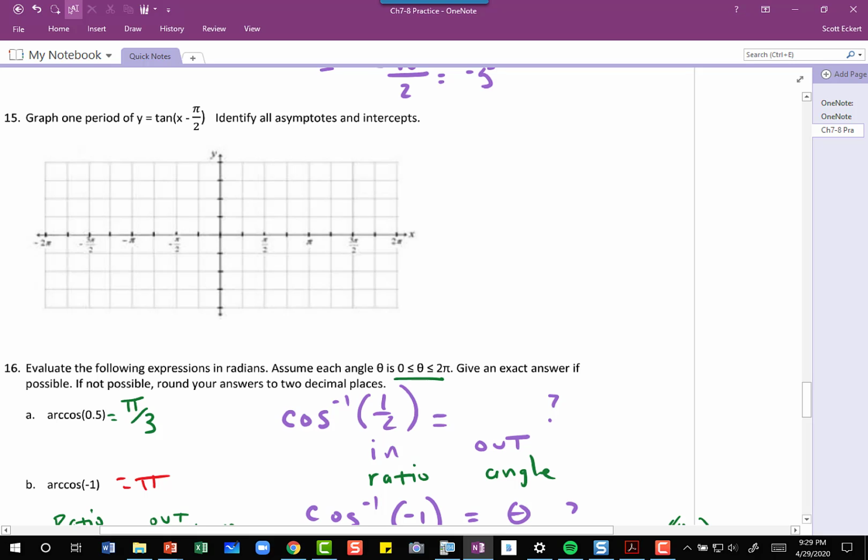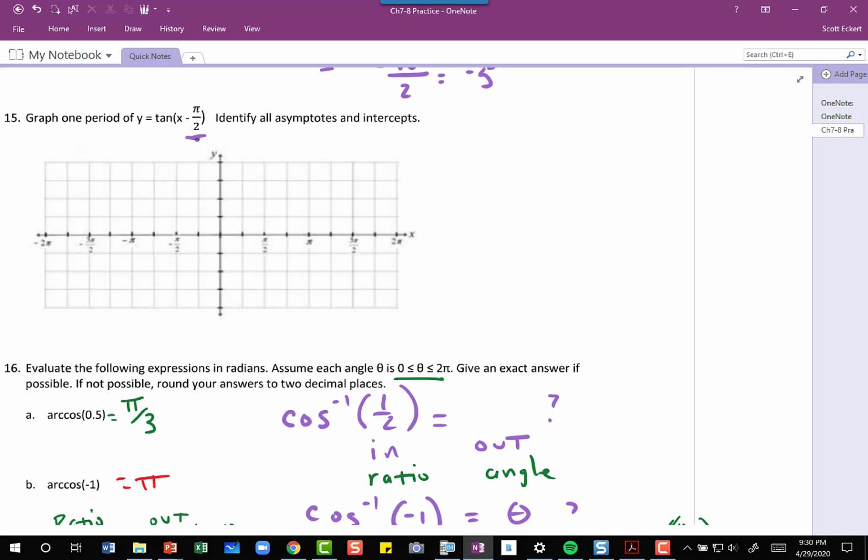Alright, so let's do a quick review of a quick sketch of tangent, because this graph has a shift. That's all we have to deal with, an inside change of -π/2. An inside change is a horizontal shift, and that's all that we have to transform. So if we can remember a quick sketch for a basic tangent, then we can shift it pretty easily and be done with the problem.